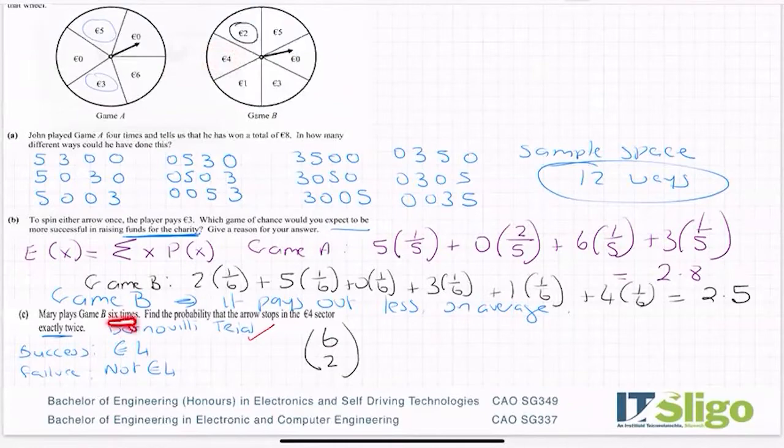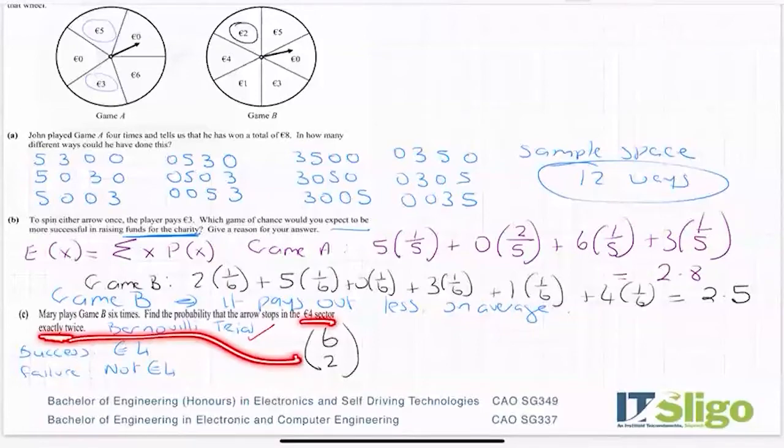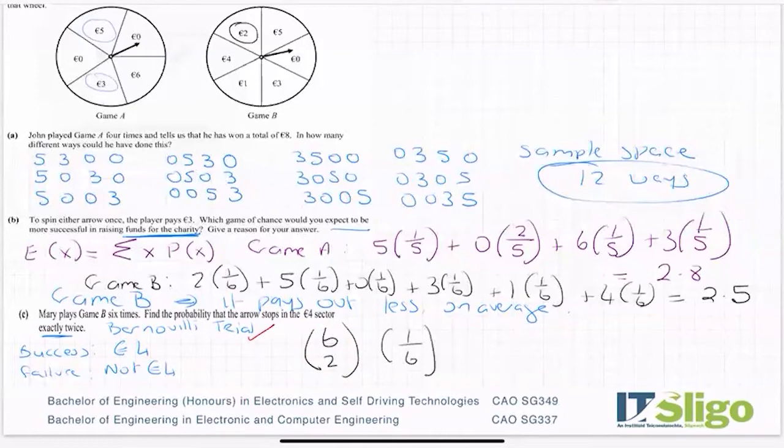Well, this 6 is the amount of trials that I have. I said my success was €4 and I want 2 of them. So that's that 2 that's there. So out of the 6 trials, I want 2 successes. The next part is the probability of success. I want 2 of them. Okay, so this number came from the probability of getting a 4. And remember, we said the probability of getting a 4 is 1 over 6. So I have 1 chance in 6 of that spinner landing on the €4.